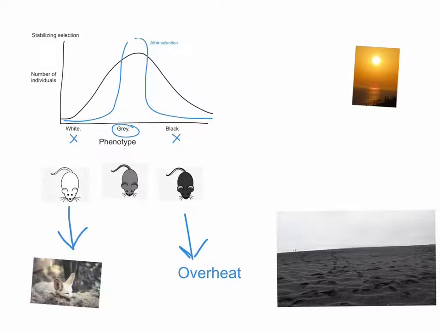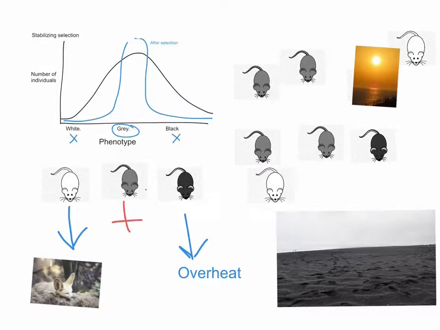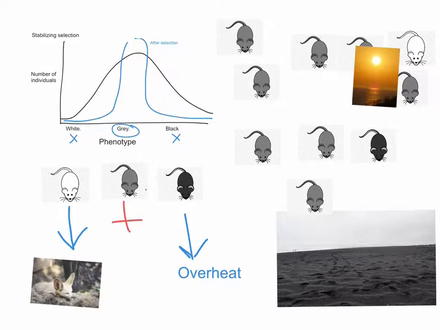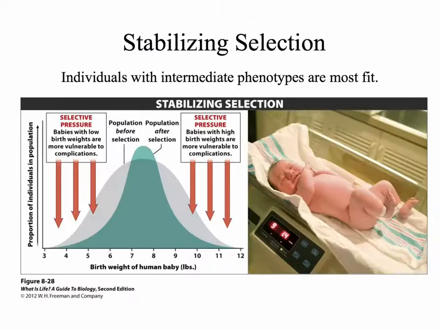This leaves our gray mice. They are selected for. Because they are not being eaten and they're not overheating, these mice are able to spend most of their time reproducing and having more babies. Over time, we will see that there are more and more gray mice in the population, as these mice survive better, survive longer, and are able to have more offspring.